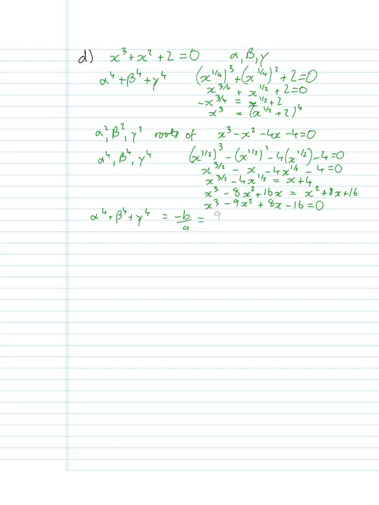Combining all that together, we get x cubed minus 9x squared plus 8x minus 16 equals 0. And because we want alpha to the 4 plus beta to the 4 plus gamma to the 4, that is the sum of the roots one at a time, which is equal to minus b on a, which is equal to 9. And that also happens to be the answer. So a sneaky trick there in order to get that one working better.